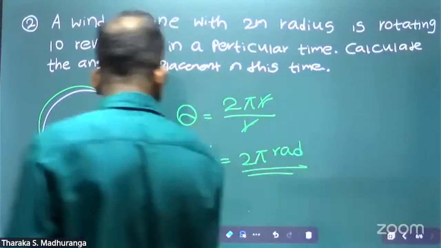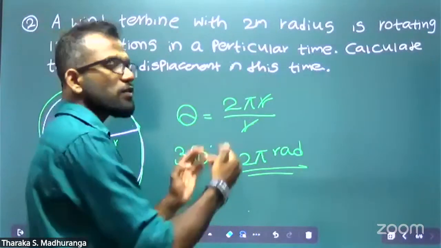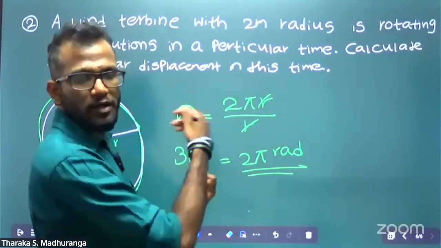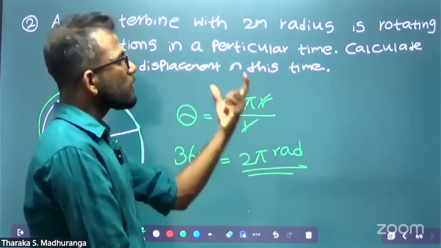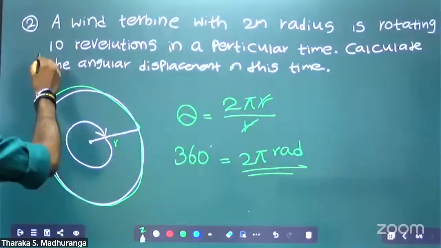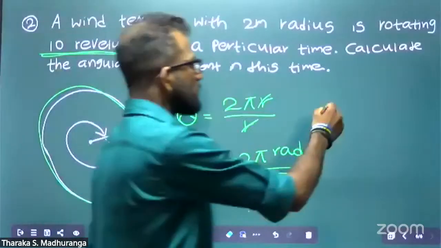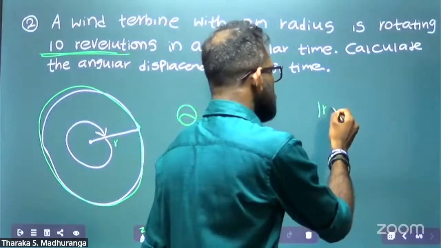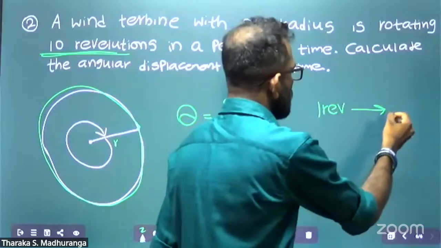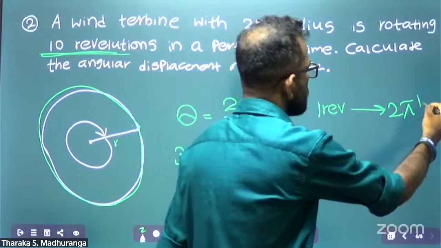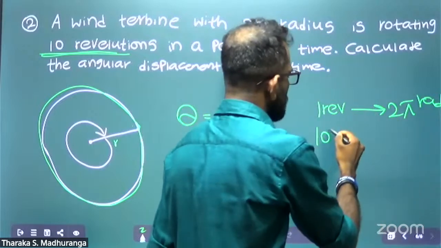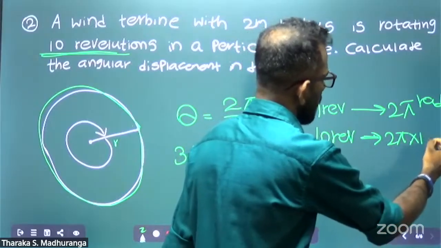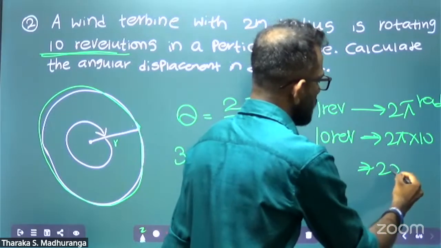Okay, 360 degrees equals 2 pi radians. 360 degrees means one revolution, and it is equal to 2 pi radians. Then the question given is 10 revolutions. Per one revolution it is 2 pi radians, so for 10 revolutions it is 2 pi into 10, which is 20 pi radians.